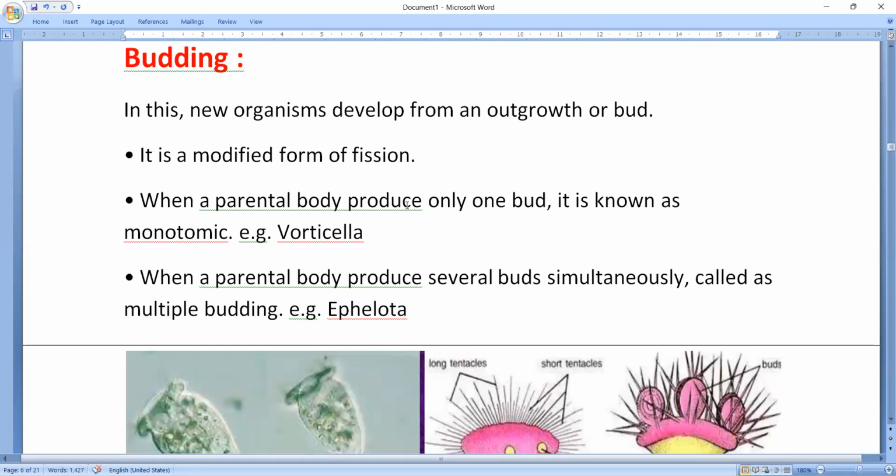Here it is a modified form of fission. Okay, so not fusion, fission. So when a parental body produces only one bud, it is known as monatomic budding. ఒకటే bud form అయితే దాన్ని monatomic budding అంటాం.